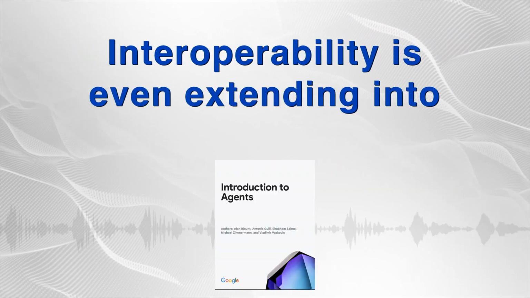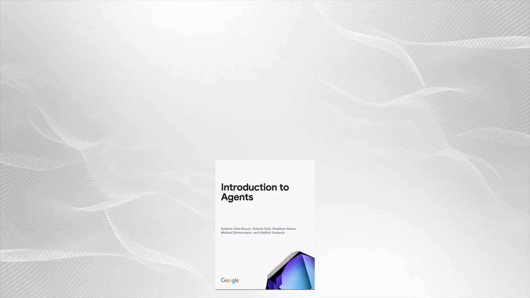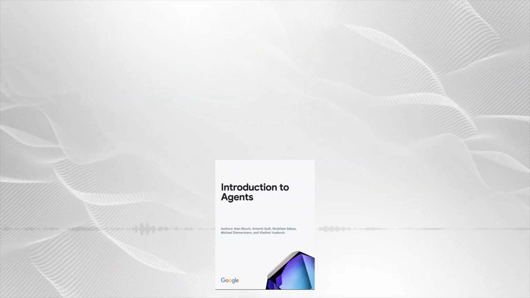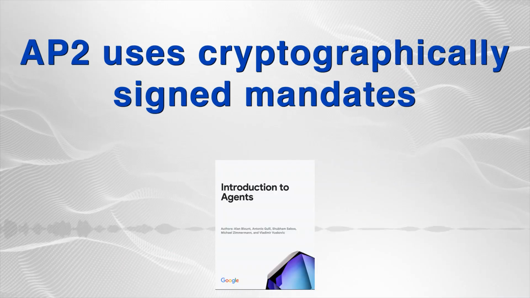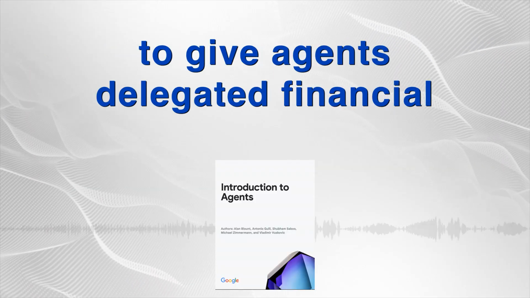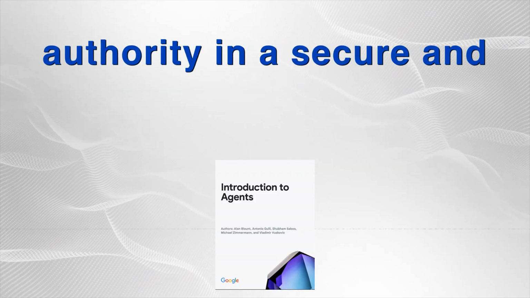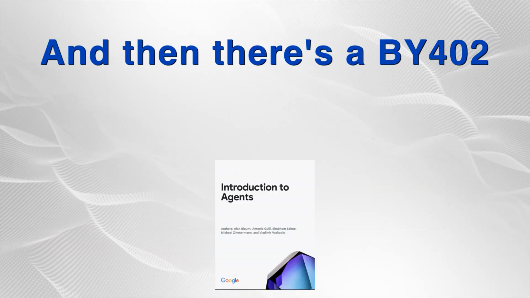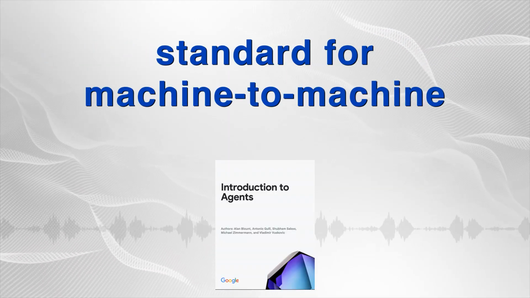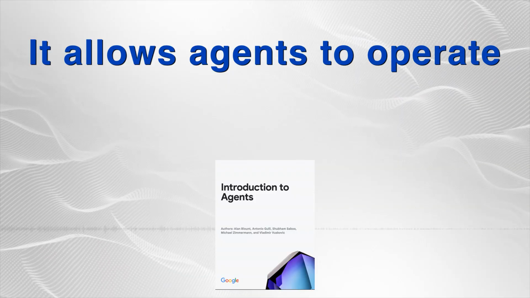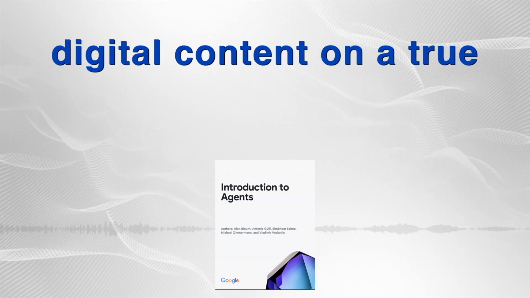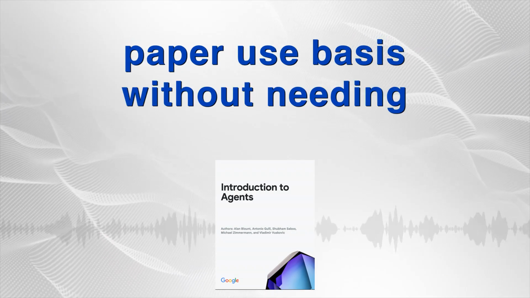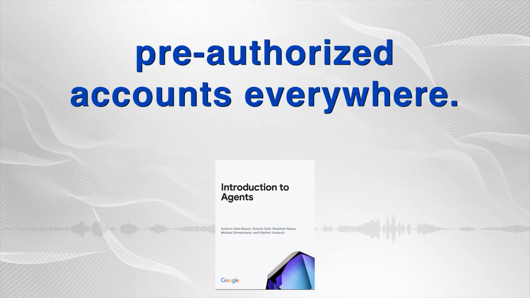Interoperability is even extending into finance with agents and money. Yes, new protocols are emerging. The Agent Payments Protocol, or AP2, uses cryptographically signed mandates to give agents delegated financial authority in a secure and auditable way. And then there's the x402 standard for machine-to-machine micropayments. It allows agents to operate in a fully automated economy, paying for API calls or digital content on a true pay-per-use basis without needing pre-authorized accounts everywhere.